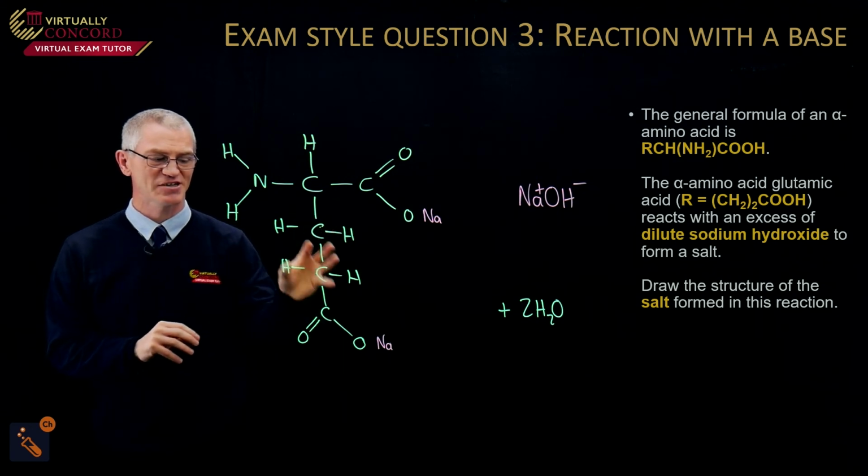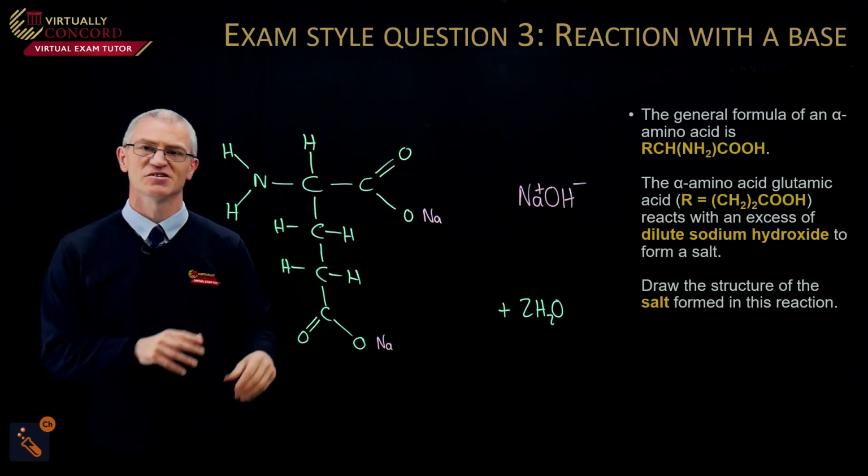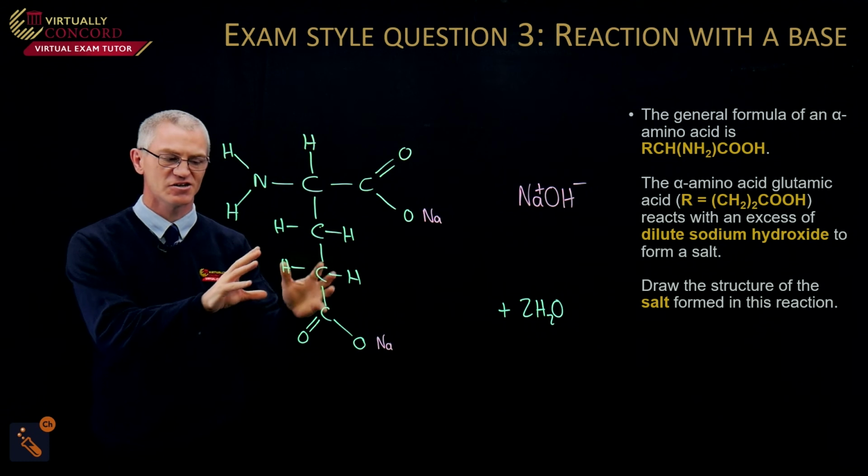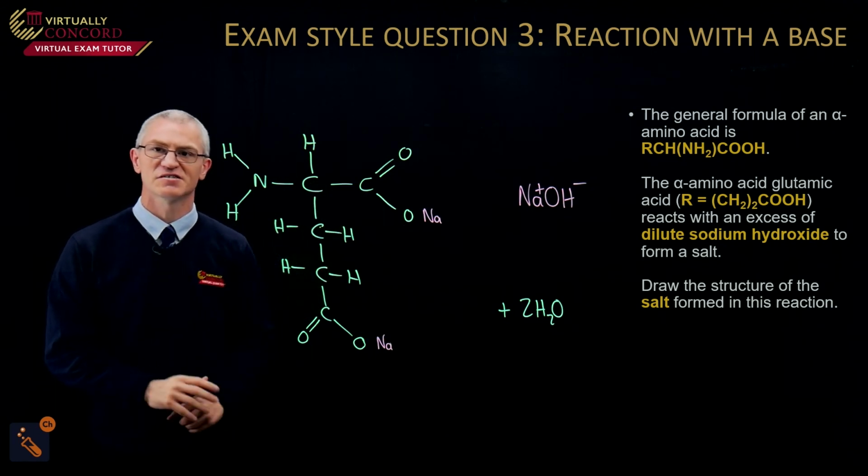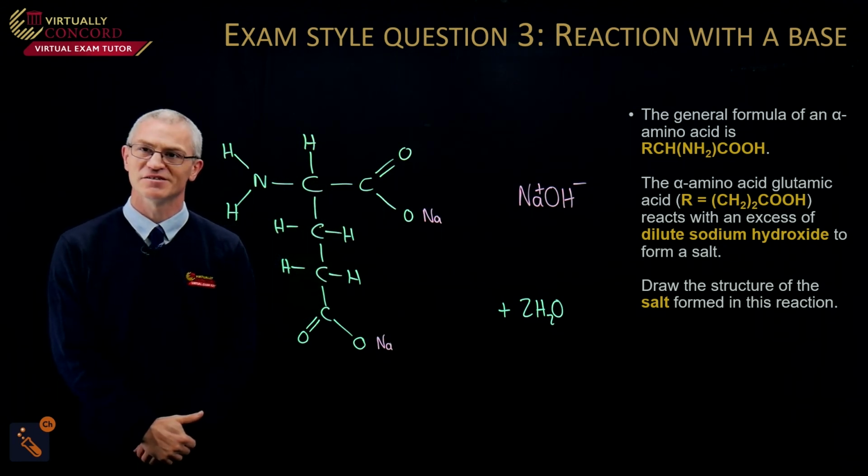This is very, very common, okay, and they can do the opposite with an acid. So, for example, put an extra NH2 in here and have an acid. So don't just look for the NH2 that's there, look at all the functionality within the amino acid.